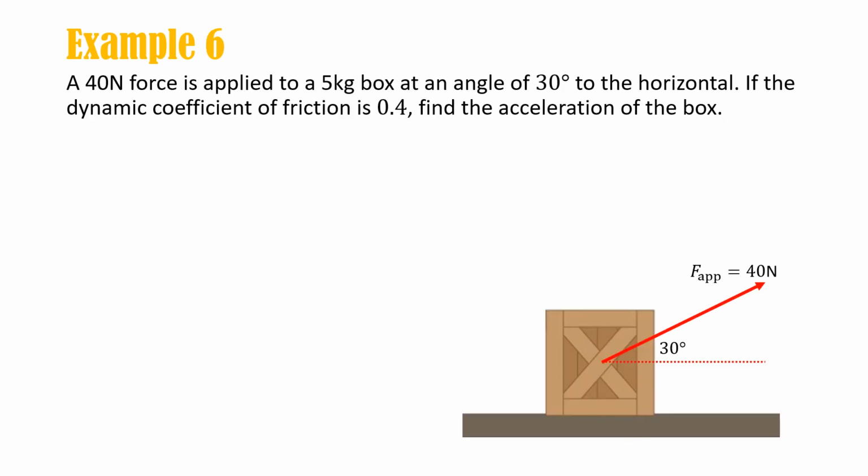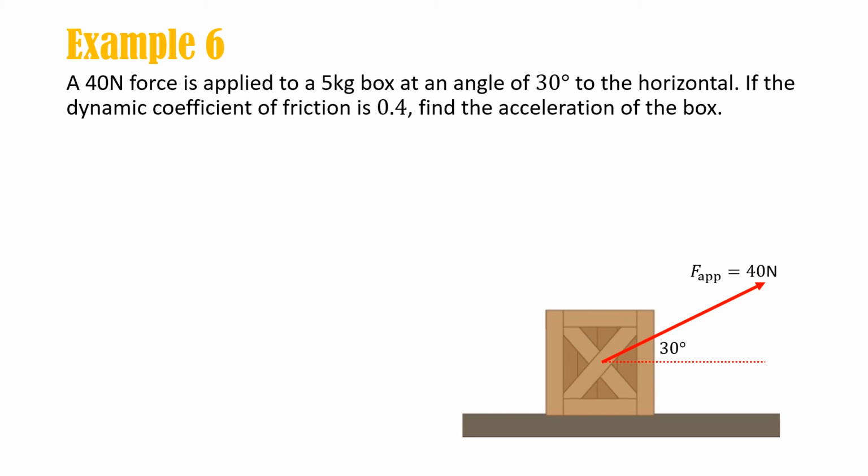All right, example 6. So we've got 40 newtons of force being applied to a 5 kilogram box at an angle of 30 degrees to the horizontal. If the dynamic coefficient of friction is 0.4, we need to find the acceleration of the box. All right, so it doesn't matter that it says it's the dynamic coefficient of friction, it's still just our coefficient of friction, so mu is going to be 0.4. The reason it's dynamic is because our box is going to be moving. Remember, one of our items is moving, therefore it's dynamic coefficient.